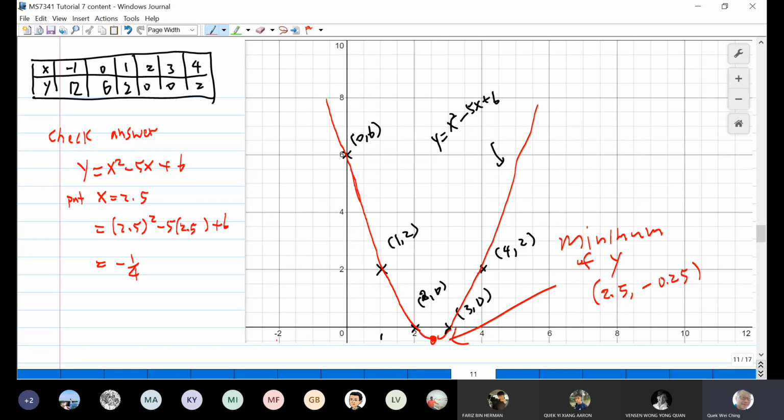So that's why you can get the minimal point from here. So this is how to answer part A. Okay, part A, what is the minimal value of y? It is minus 1/4.